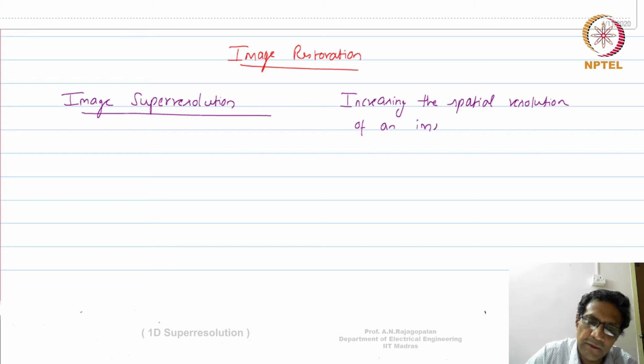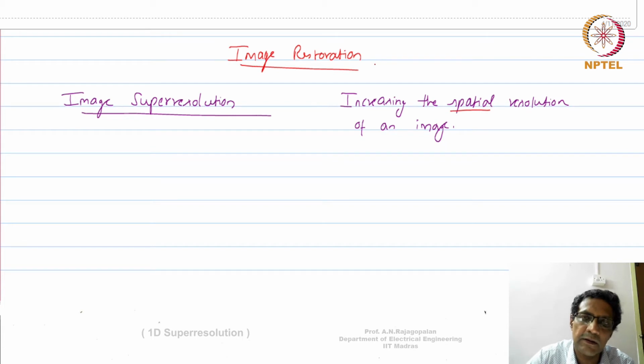There is another task called temporal super resolution, which means that if you have a 30 frames per second video, can you increase it to 60 frames per second? That is a temporal factor of 2. Here, we are not interested in that problem. That is a different problem. We are interested in spatial resolution.